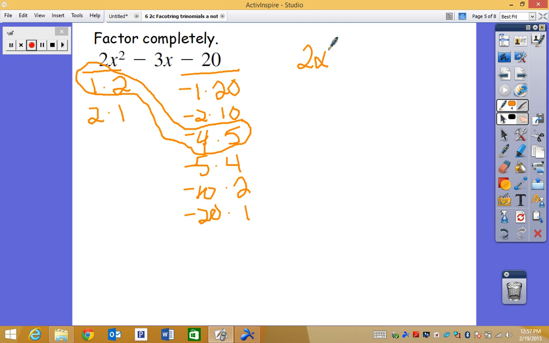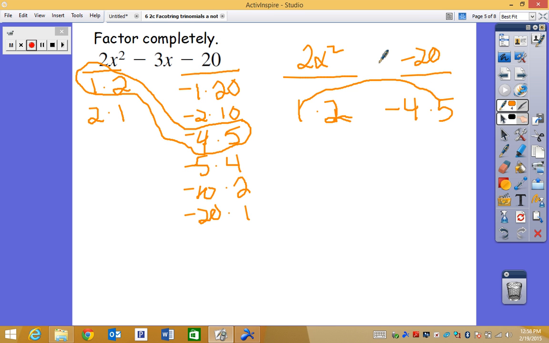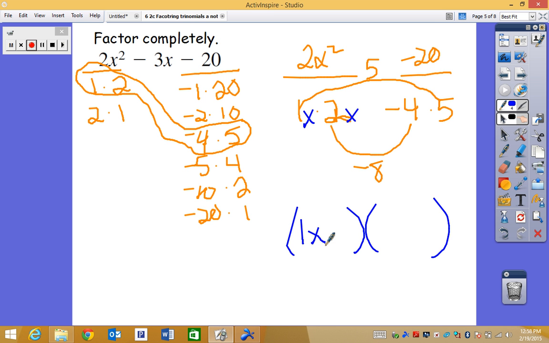So this was 2x squared minus 20. The factors I chose were 1 and 2 and negative 4 and 5. The reason I chose those is because the outsides, 1 times 5 is 5, and 2 times negative 4 is negative 8. Negative 8 plus 5 equals negative 3, and that's what I want. So then putting that into my answers, remember these were with the x's, so each one of these gets an x. So I have 1x and 2x.